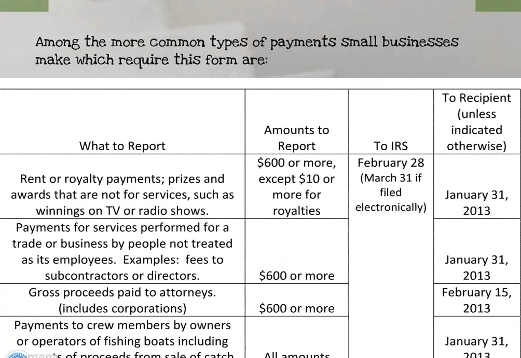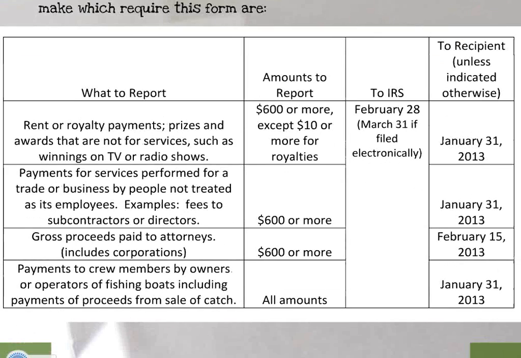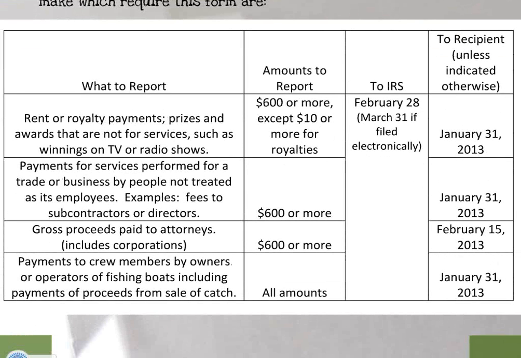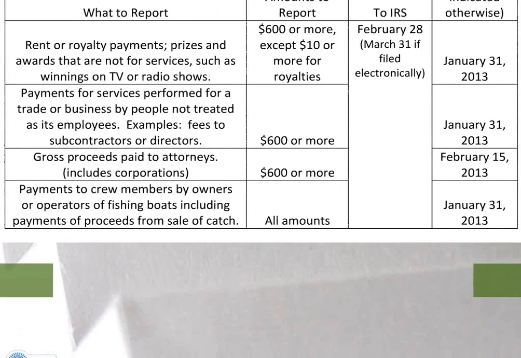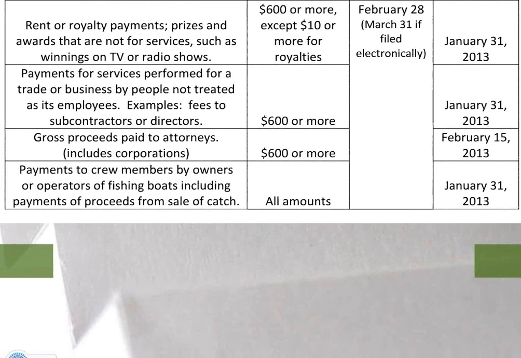We have rent and royalty payments, prizes, awards and winnings, fees to subcontractors or directors, and other non-employee payments for services rendered, proceeds paid to attorneys, and payments to fishing boat crews by the owner-operators, including payments of proceeds from the sale of catch.